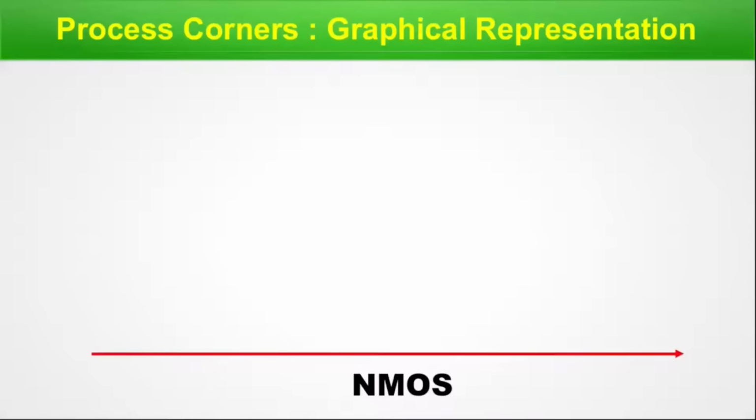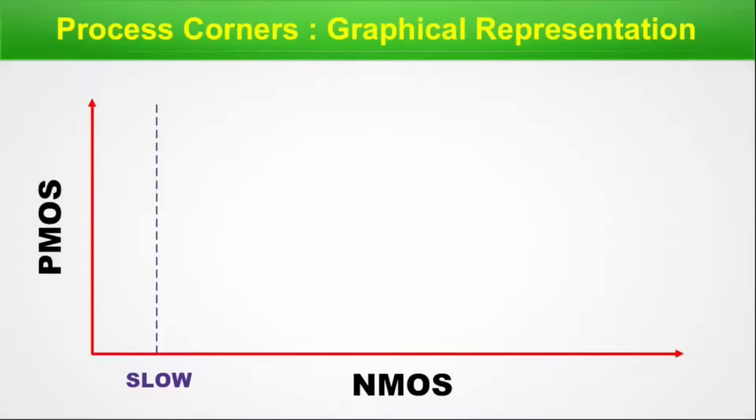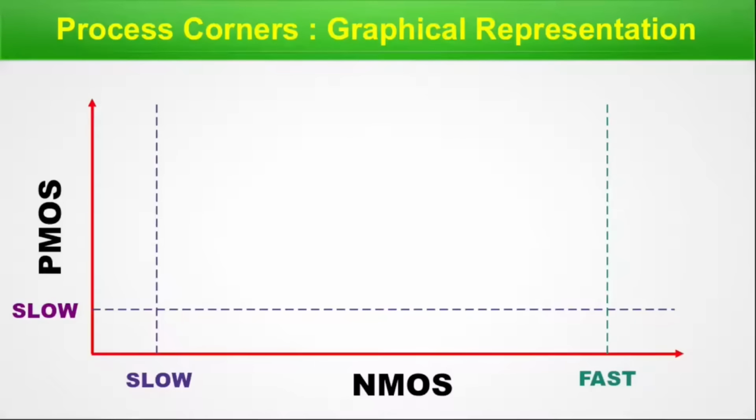Process corner, the graphical representation. In the last slide, we talked about the geometrical representation where we will find all the corners. Now, in this slide, I'll show you. Here in the x-axis, we have the NMOS speed, and in the y-axis, we have the PMOS speed. All the slow NMOS are lying on this vertical line where x is constant and y is varying. And all the fast NMOS are lying on this line where x is constant and y is varying. Similarly, the slow PMOS line where y is constant and x is varying is this one, and the fast PMOS are lying on this line where y is constant and x is varying.